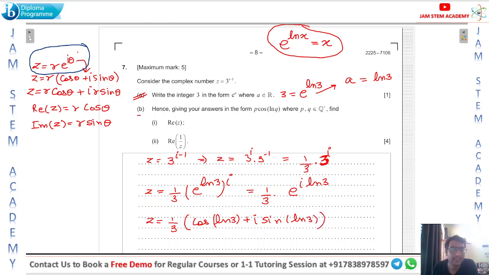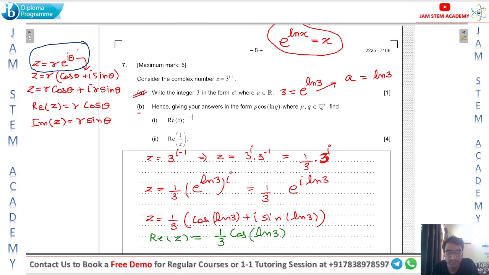Now as it says, find the real part only. So the real part of the complex number z comes out as 1 over 3 times cosine natural log of 3. That is it. This is the answer for the first part. So we can say p is 1 over 3 and q value is 3. Okay, so the real part is done.